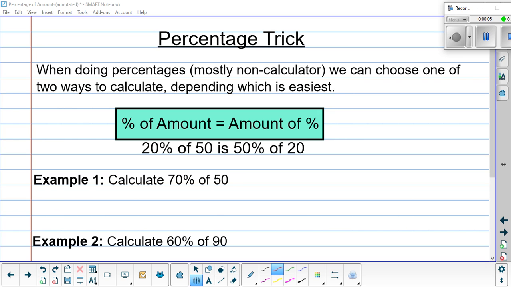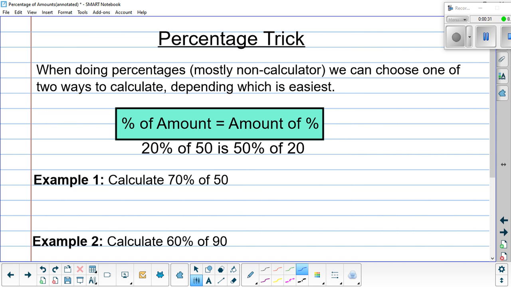Today we're going to look at a percentage trick. This is mostly for when we're doing non-calculator work, because when you're on a calculator, it's nice and easy, right? If you notice what's in green, percentage of amount is equal to amount of percentage. What does that mean? Well, let's look right below it. 20% of 50 is 50% of 20. Okay? So we can check that. Even if you don't want to believe me right now, I can tell you it's true.